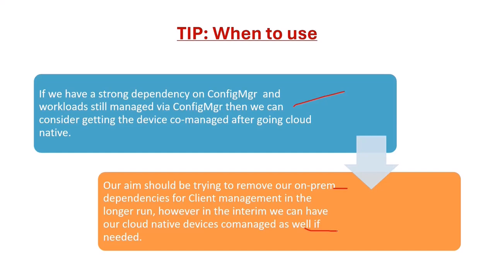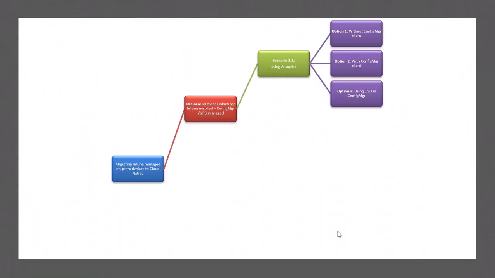Okay. All right. So we have understood option 1, that is autopiloting a device and getting it to cloud native. This is talking about a device which is hybrid Azure AD joined, enrolled to Intune via group policy or via SCCM. The second option was the same use case, but after going cloud native, I want to deploy the SCCM client as well, and I want to keep using the SCCM client and getting the device co-managed even after going cloud native. Now let's see what the third option is.